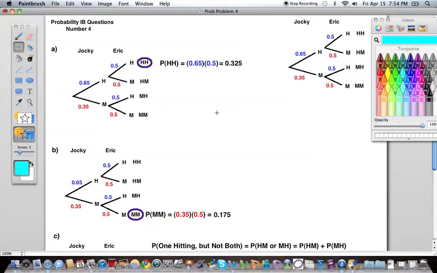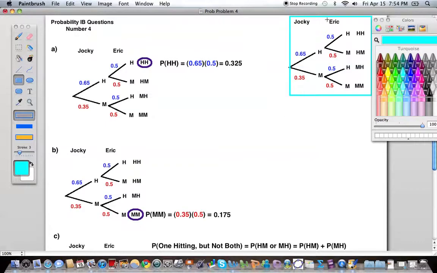Probability IB questions number 4. This question does not ask you to draw any sort of a diagram. I chose to draw a tree diagram because it helps me to make a little bit more sense of what's going on. So I drew that over here.